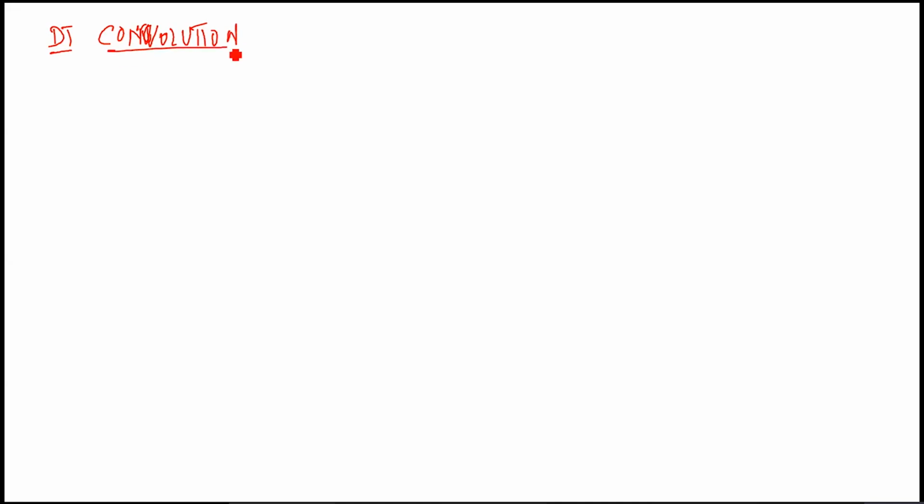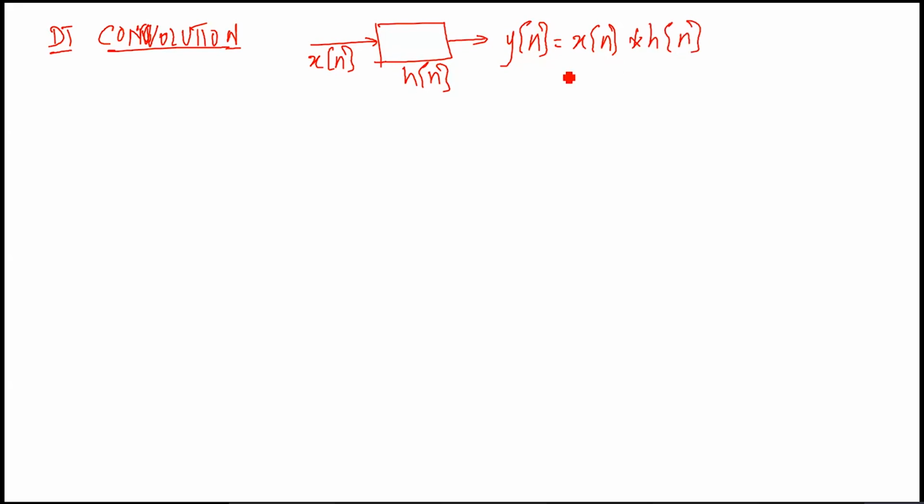So convolution actually helps us in finding out output, input and impulse response. So if x of n is given and h of n is given, we can find out output y of n, and this is what we can get through convolution, x of n convolved with h of n. As far as the mathematical part is concerned, convolution is basically the convolution sum, x of k, h of n minus k. So this is what we know about convolution.